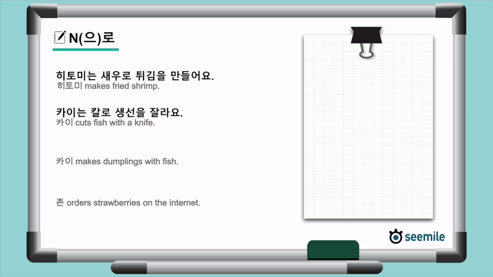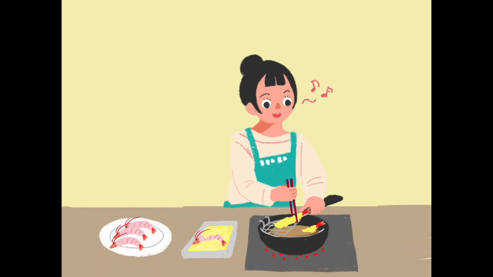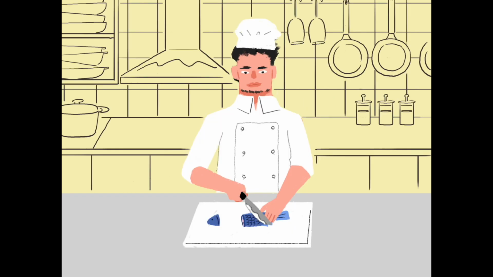Cool! The next particle you're going to learn is 으로. Please try to figure out the features related to the particle 으로 in the following video. 히토미는 새우로 튀김을 만들어요.